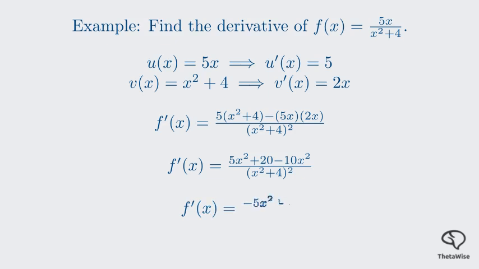So the derivative is negative 5x squared plus 20, all over the quantity x squared plus 4 squared. We have now successfully applied the quotient rule. Remember the mnemonic, low d high minus high d low, all over low squared, to help you recall the formula. We've learned how to differentiate sums, differences, products, and quotients.